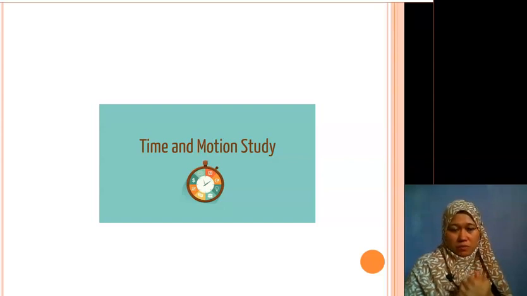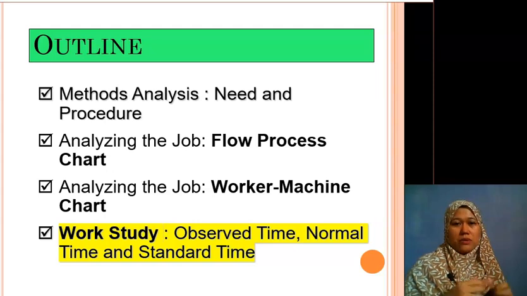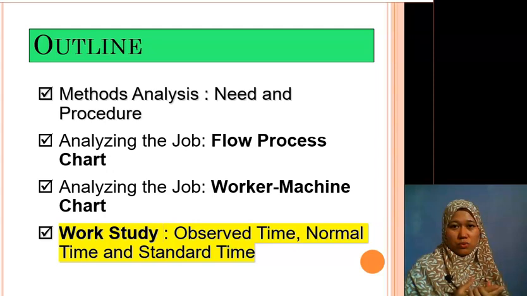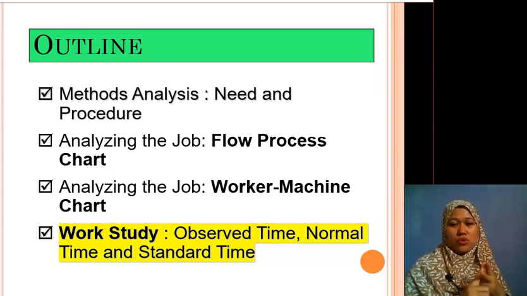Today I'm going to talk about the time and motion study, why it is very important and how to do the calculation on the time study. The outline for this topic includes the method analysis, in which we look at why we need to do the time study, and then I will introduce two charts that are very important in the time and motion study. We also need to do some calculation on the work study.